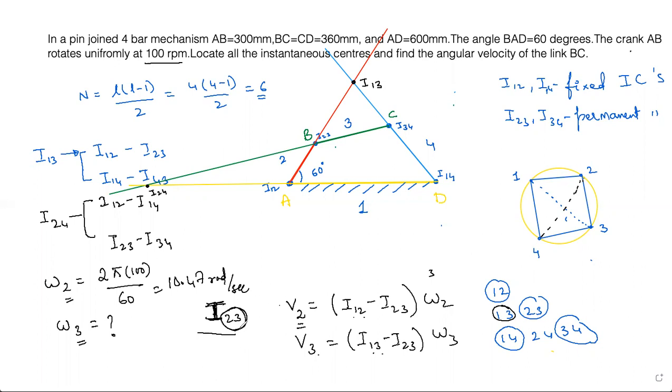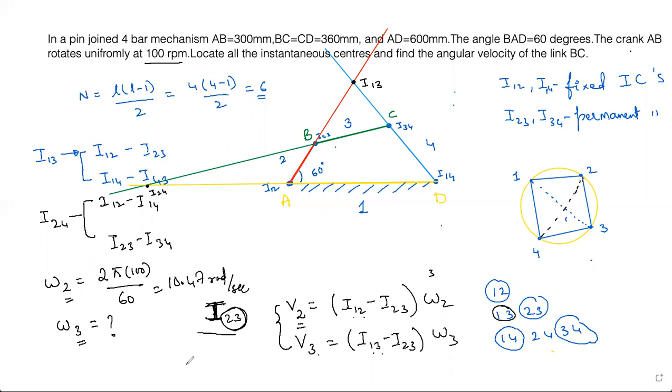It means I have omega 2, I need to find out omega 3, right? So now I'm saying that because they're rotating, 2 and 3 are like a single entity. It means 2 and 3 are not separate. At this instant, we see that 2 and 3 about I23 are rotating together. It means the velocity of 2 will be equal to the velocity of 3, meaning V2 should be equal to V3.